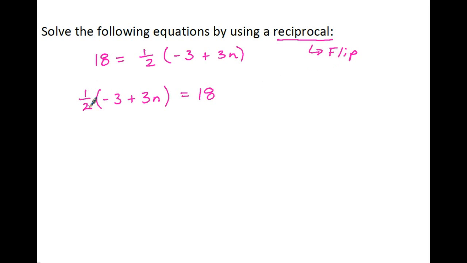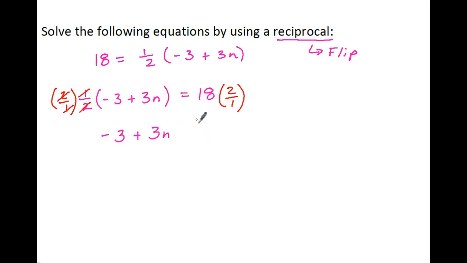The reciprocal means to flip. So we have a 1/2. What is the flip value, the reciprocal value, of 1/2? Well, the reciprocal value of 1/2 would be 2 over 1. So we're going to multiply by 2 over 1, and that way we can get rid of the half. But if I multiply on one side of the equation, remember, you must multiply on the other, so we're going to multiply on this side too. What happens to the 1/2? The 1/2 gets canceled, the 1's get canceled, the 2's get canceled. That means the half times the 2 gets canceled, and I'm left with negative 3 plus 3n.